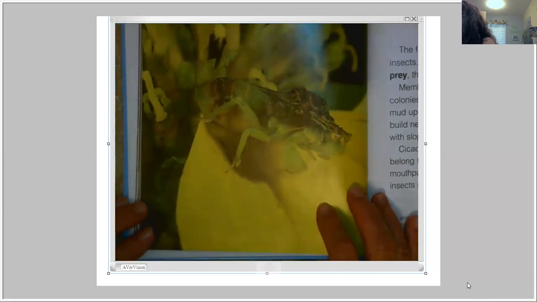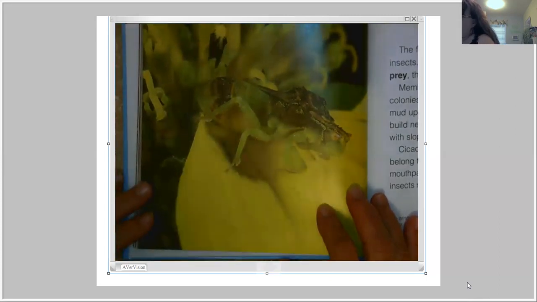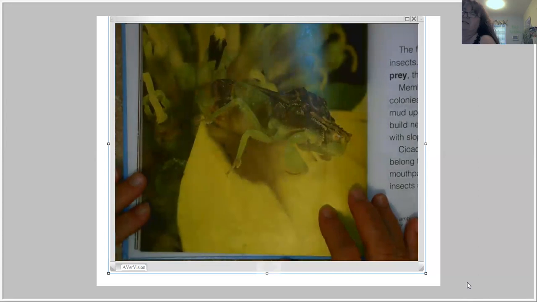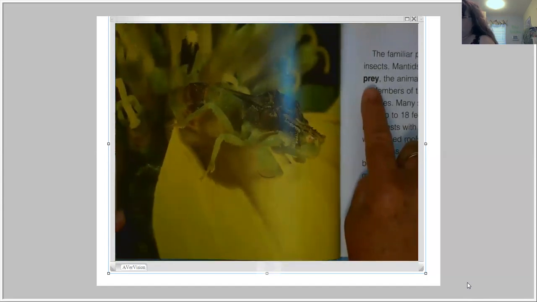The familiar praying mantis is one of the mantid insects. That was the picture I picked up and showed you in the camera with his big folded front legs. Mantids have large forelegs to hold their prey. That's the animals they catch. Can you see the word prey right here in dark bold letters? P-R-E-Y is an animal that you catch and eat.